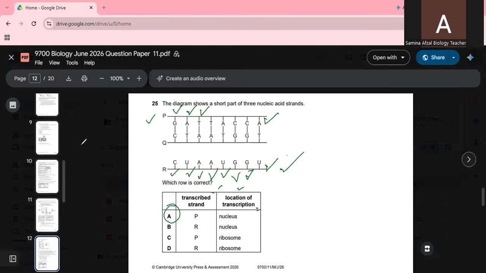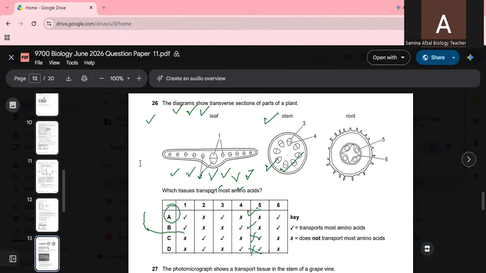Location of transcription occurs in the nucleus of eukaryotic cells where DNA is located. And R, you can see, is the copy of Q. So A is the correct option.